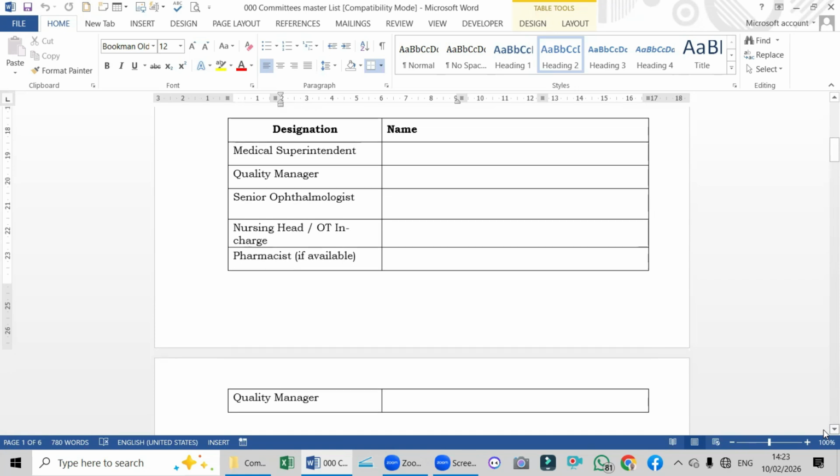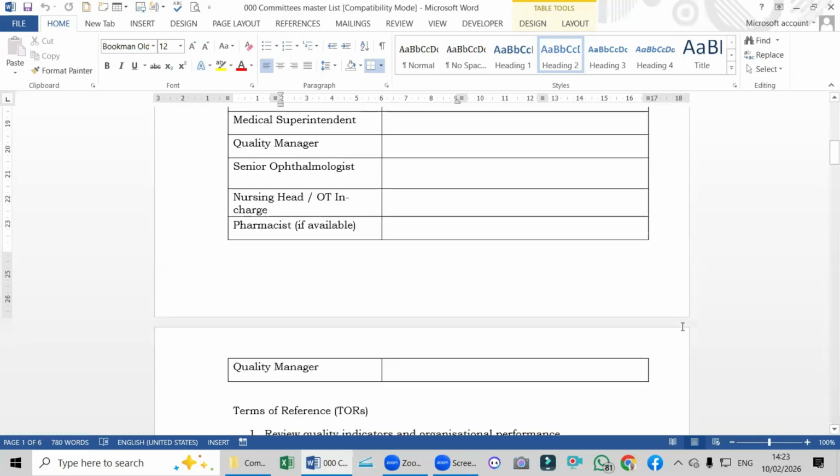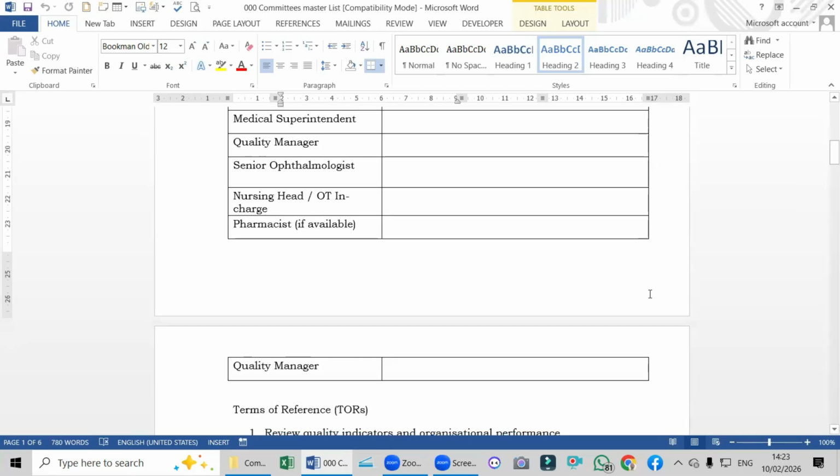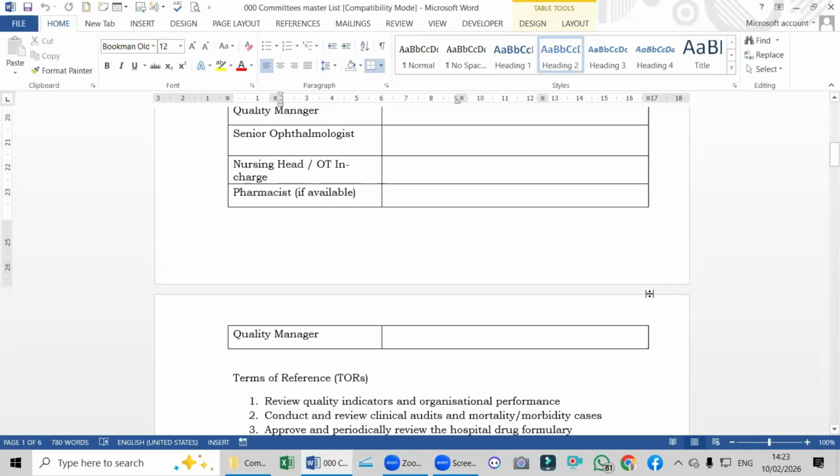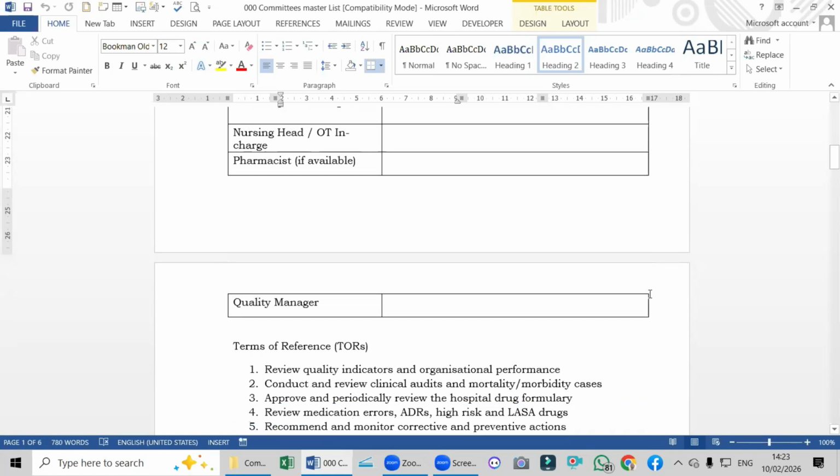So quality manager, then senior ophthalmologist, you may have only one ophthalmologist. So you can drop the word senior and put only ophthalmologist. Nursing head, again, you may have one nurse. So there is no question of nursing head or OT in charge. One of them can be a committee member. Pharmacist, if available, because in many places there is no pharmacist available. If he is not available, fine, you keep it vacant. And again, quality manager is the person who will look after the word quality in your organization.